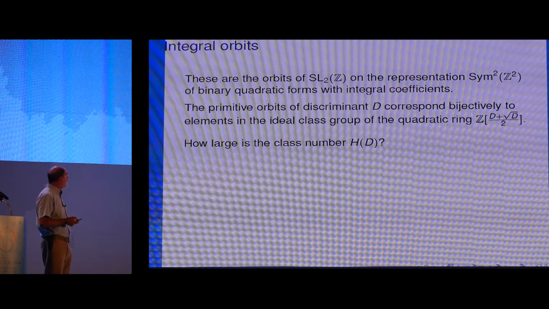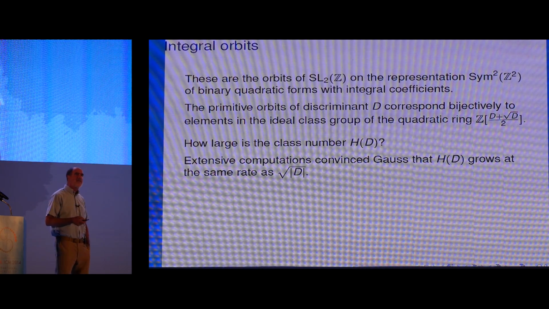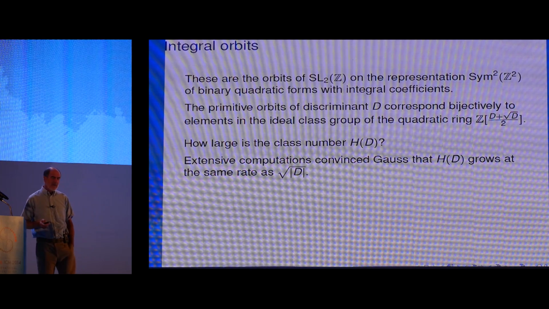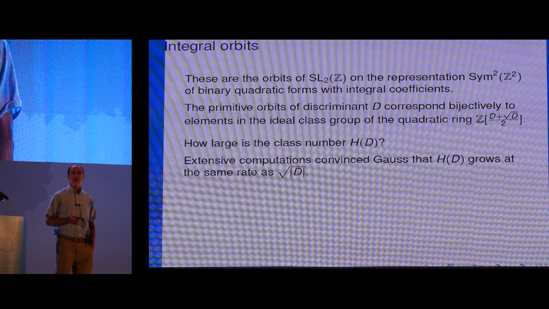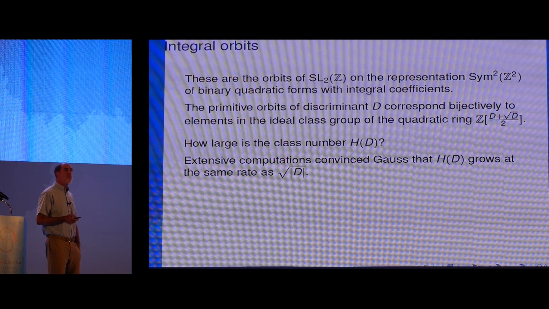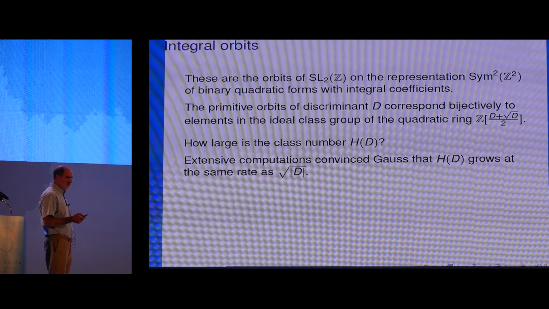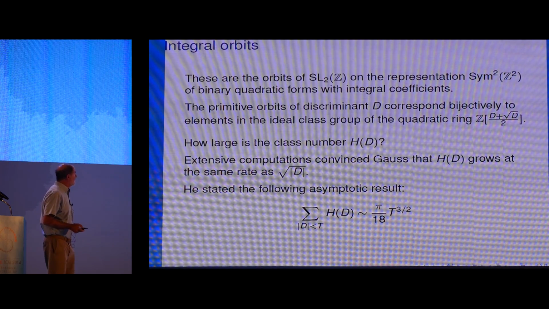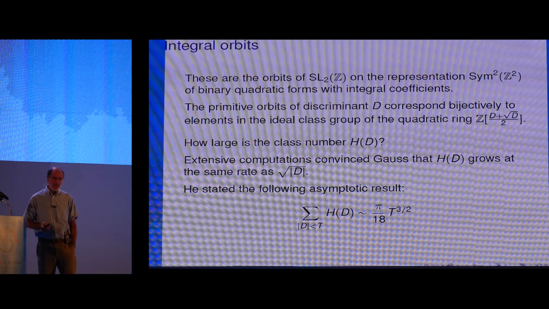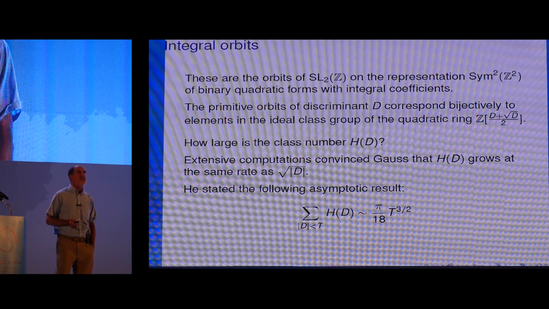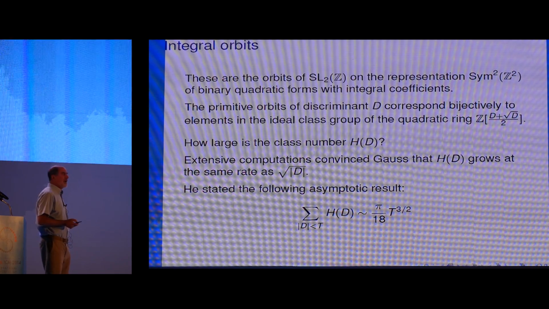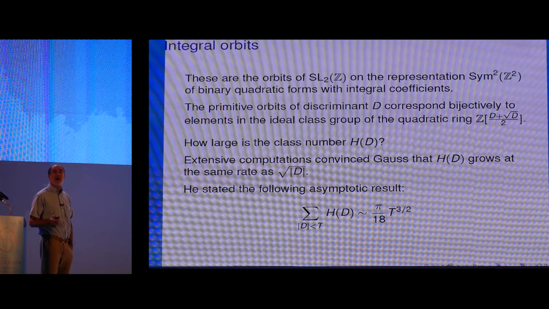And he convinced himself that the class number was growing at essentially the same rate as the square root of the absolute value of the discriminant. Now, he couldn't prove that, and we can't prove it effectively today. But he did prove a result that convinced him it was true on average. Namely, he stated that if you took the sum of the class numbers for absolute value discriminant less than t, it was a constant, pi over 18 times t to the 3/2 power.